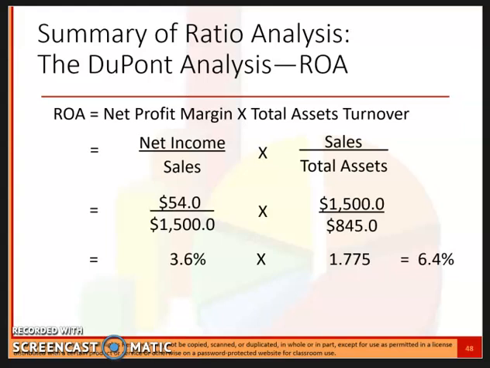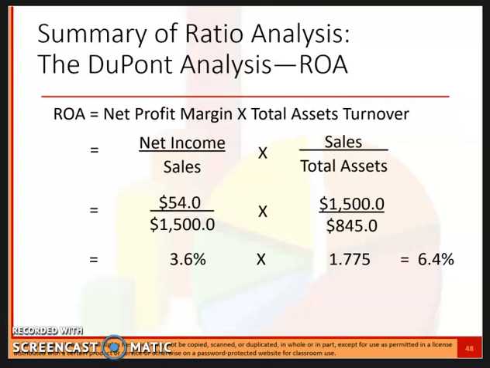Well, we can break that down into net profit margin, which was net income divided by sales, multiplied by total asset turnover, which is sales divided by total assets. What this does, and we'll take it to another level in a second, is give us an idea of where those profits are coming from.